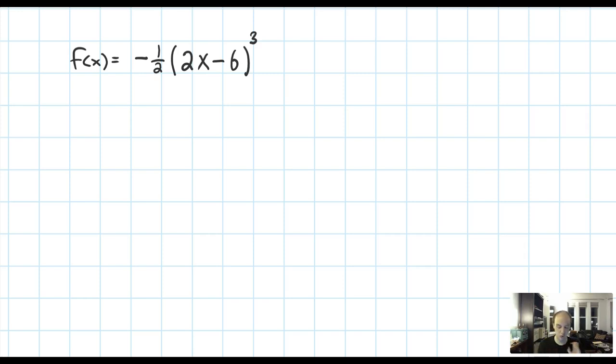Something with the dreaded quadruple transformation. I've got 1, 2, 3, 4 separate things going on that we're all going to graph in one. First, factor the inside.